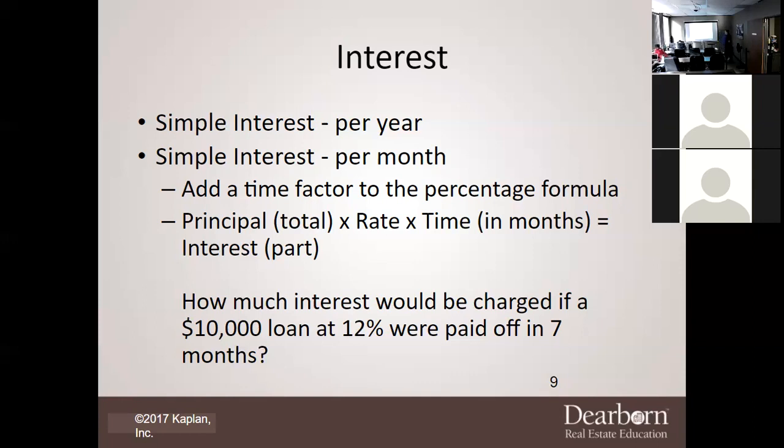Okay? So $10,000 times 0.12. All it is, I moved my decimal, right? Times 7 equals what? $8,400. Okay? So in that situation, is that a good interest?